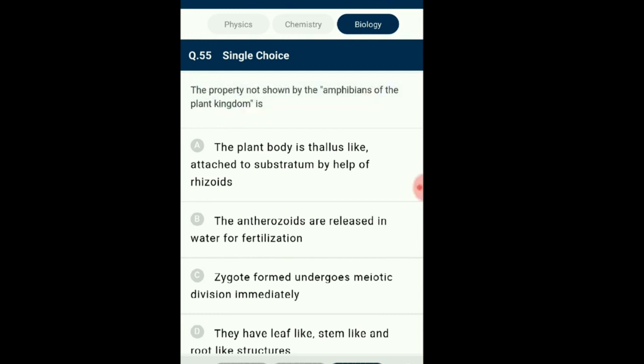So the answer for this question is option C. Zygote formed undergoes meiotic division immediately. So that is not shown by the amphibians of the plant kingdom.